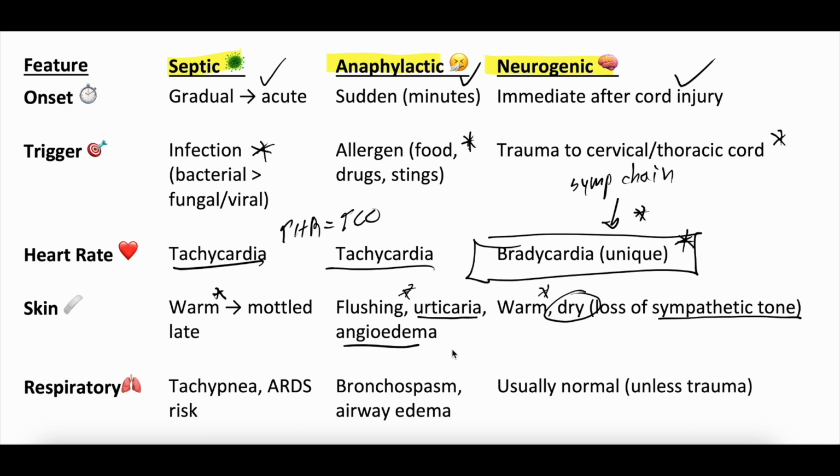The respiratory exam is very similar, right? You're usually tachypneic in septic, tachypneic in anaphylactic, although you also might be bronchospastic or have airway edema because this is an allergy. And in neurogenic shock, you might be tachypneic depending on how sick you are, but sometimes your respiratory exam is normal, okay?